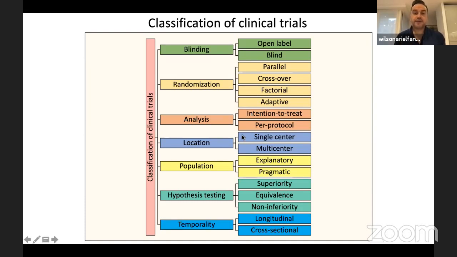But in terms of the analysis of the trial, we've got two options, which are the intention to treat analysis and the per protocol analysis. So can you tell me what the difference is between the intention to treat analysis, which is here, and the per protocol analysis?